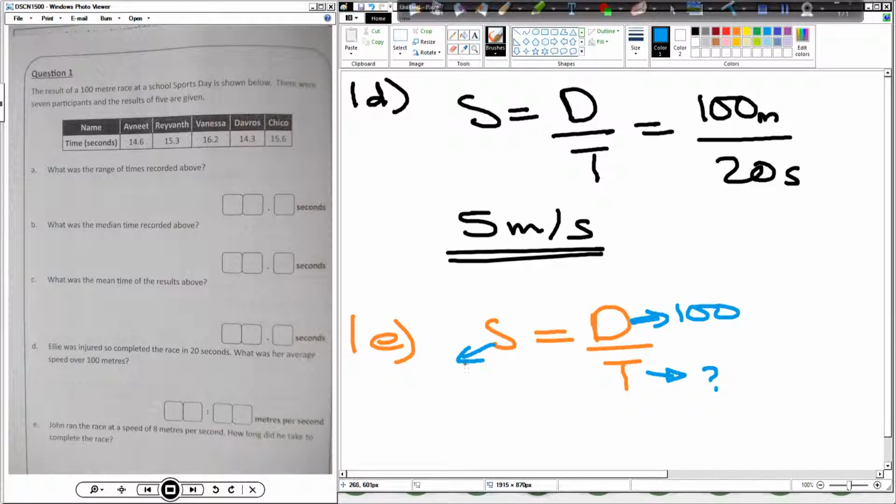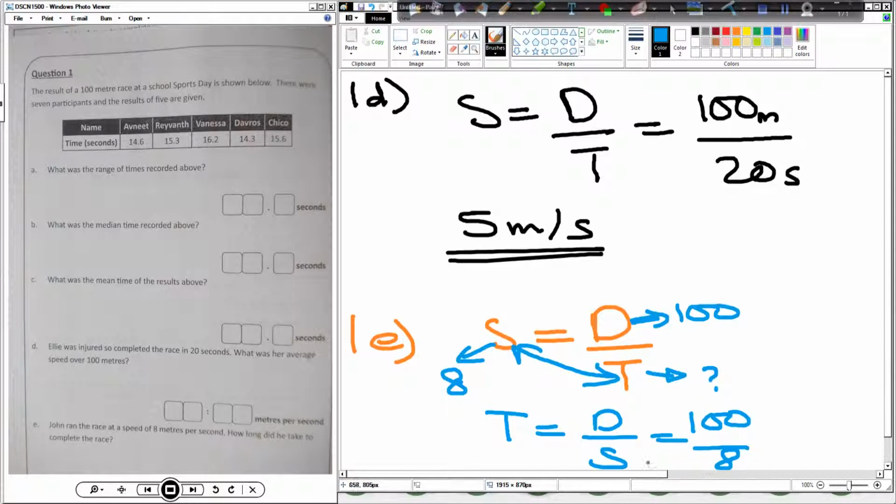What was the speed? The speed was 8 meters per second. So 100 divided by a number is equal to 8. How do we work out the time? We swap these two over, that's called cross multiplying. So the time is equal to the distance divided by the speed, which is 100 divided by 8, and that is 12.5 seconds. Okay, that's the end of question 1.